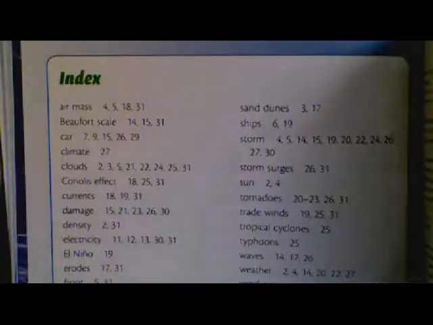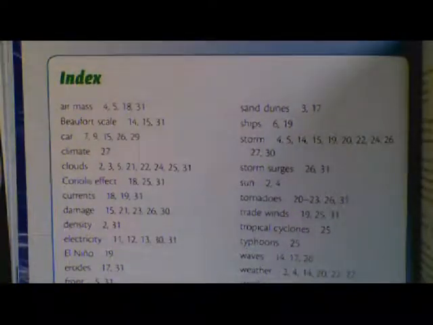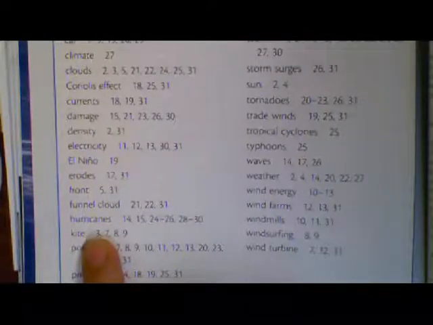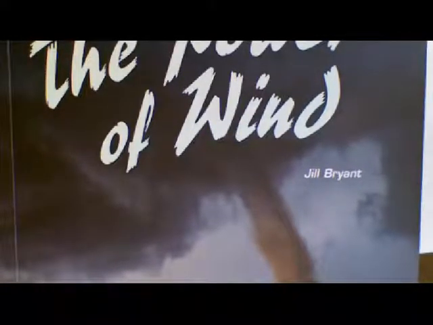At the very end, there is our index. So as I'm looking through this book, if I want to go back and find the pages where it talks about a funnel cloud or hurricanes, it gives me the topic, and it gives me all the page numbers that discuss that topic. So next time you pick up a nonfiction book, think about the title and think about all the text features the author uses to support their purpose for writing the text.